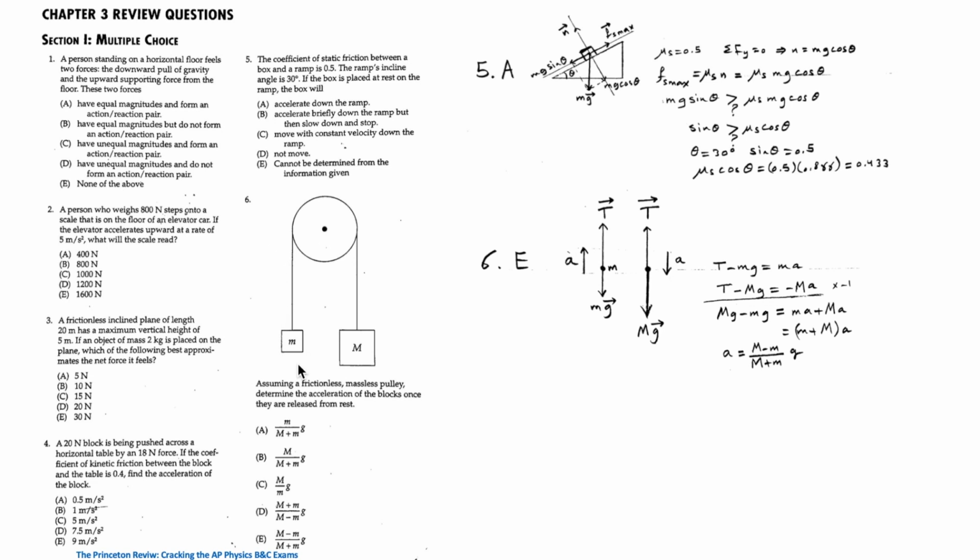So for question 6, assuming a frictionless massless pulley, determine the acceleration of the blocks once they are released from rest. If we draw the free body diagram for each block, then for this one, T minus mg is equal to positive ma because the acceleration is upwards. And for this mass, T minus mg is equal to minus ma, okay, because the acceleration is in the negative direction. So if we multiply this equation by minus 1 and add these two equations, we get a is equal to (M minus m) over (M plus m) times g, which is E.